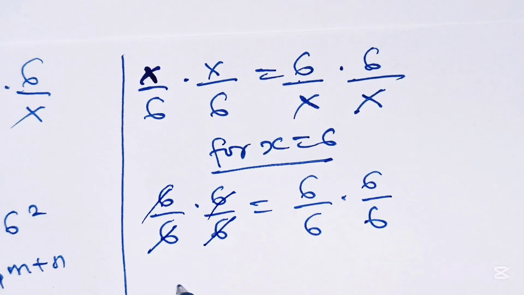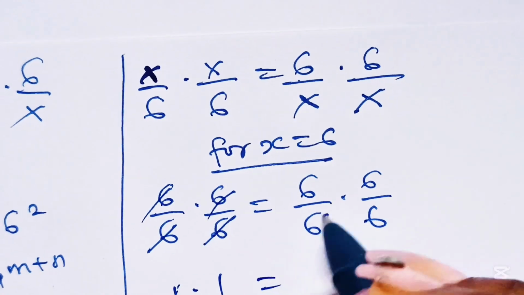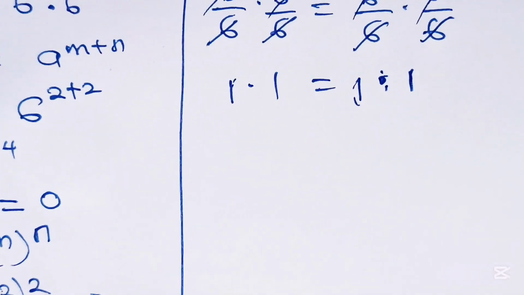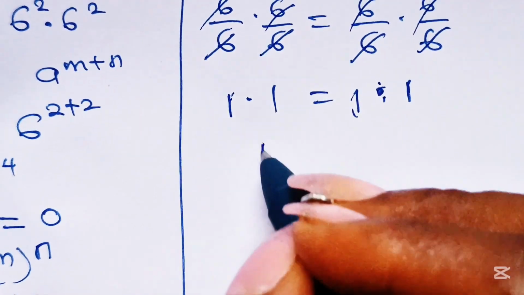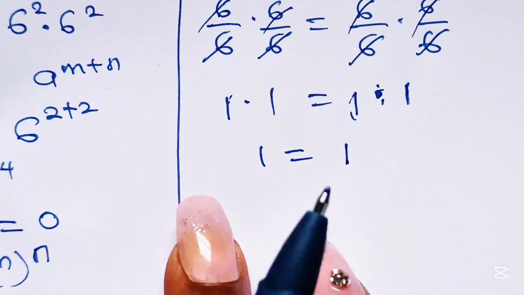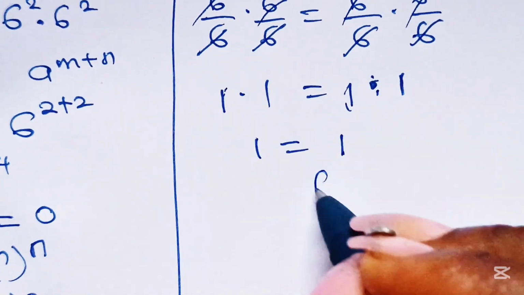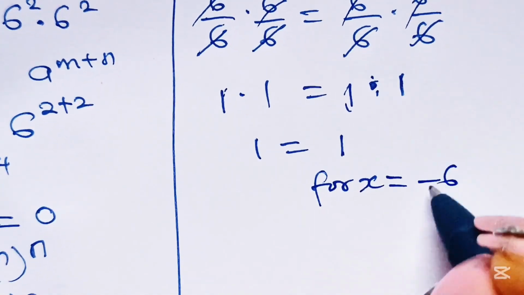This and this we cancel, you have 1 multiplied by 1. This and this we cancel, you have 1. This one is easy to prove, right? So 1 times 1 is 1, and 1 is equal to 1. The left hand side is equal to the right hand side. That is settled. Now for x equals minus 6.